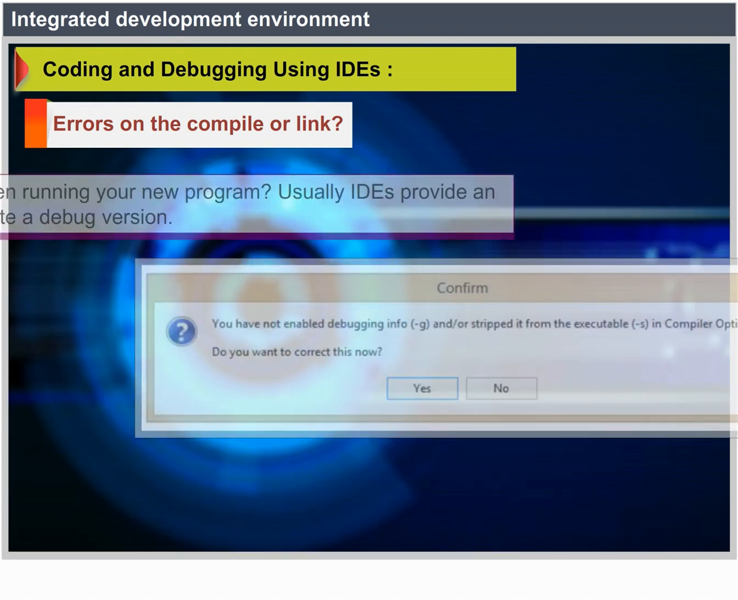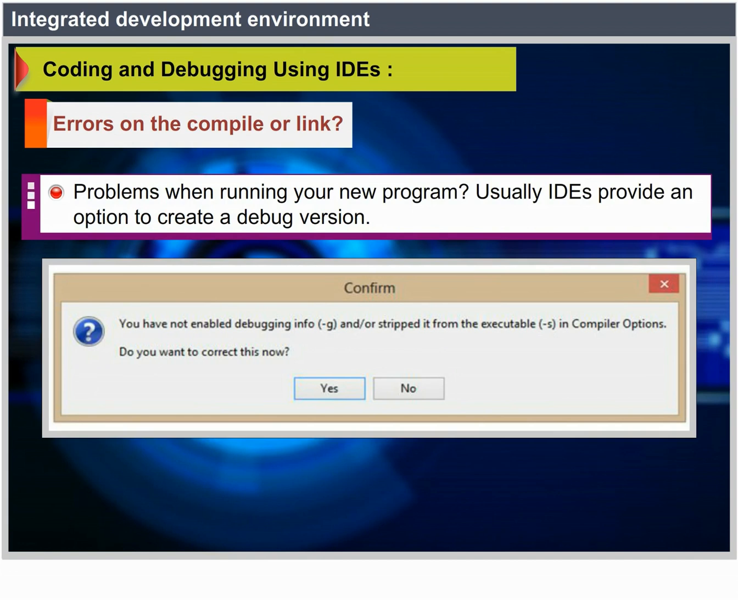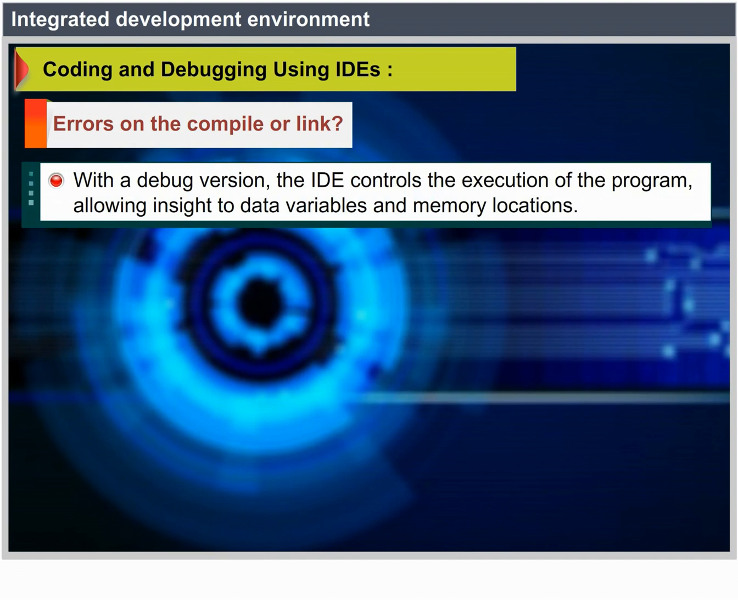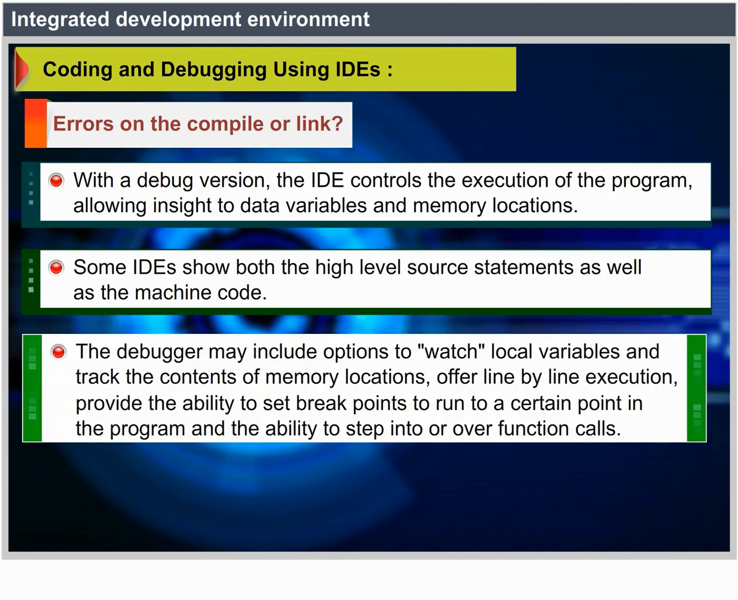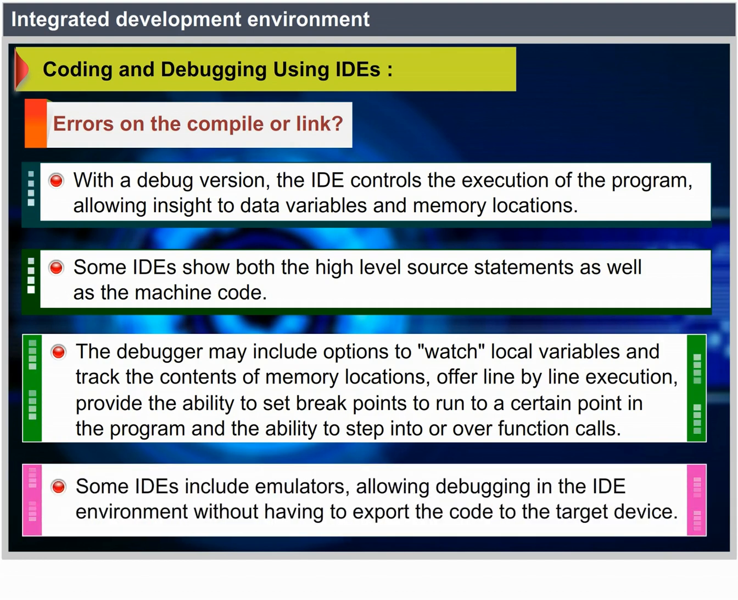Problems when running your new program? Usually IDEs provide an option to create a debug version. With a debug version, the IDE controls the execution of the program, allowing insight into data variables and memory locations. Some IDEs show both the high-level source statements as well as the machine code. The debugger may include options to watch local variables and track the contents of memory locations, offer line-by-line execution, provide the ability to set breakpoints to run to a certain point in the program, and the ability to step into or over function calls. Some IDEs include emulators, allowing debugging in the IDE environment without having to export the code to the target device.